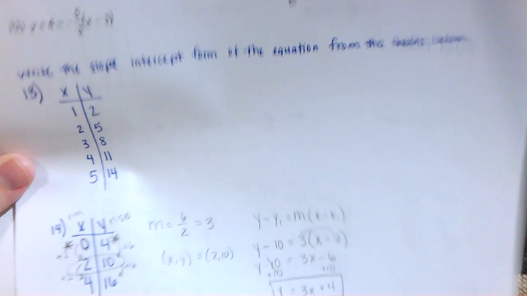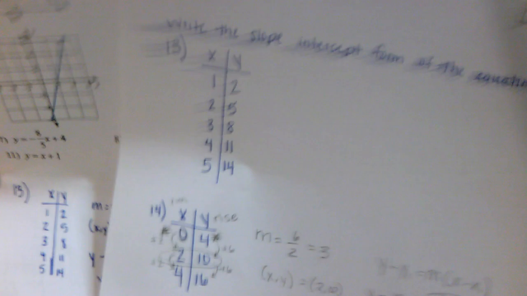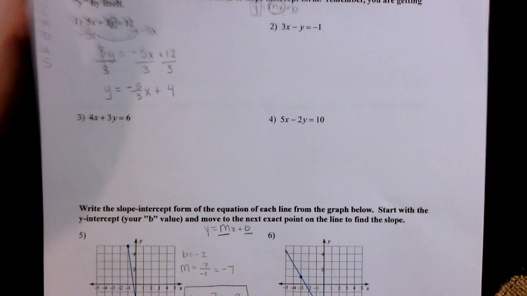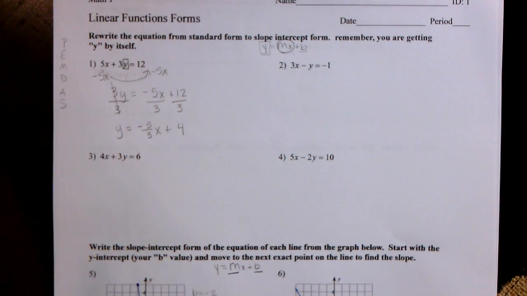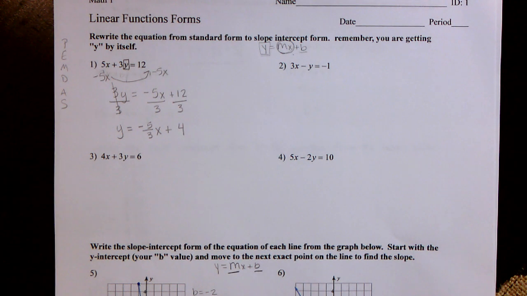So those are the types of ways that information has been given to you. Again, either in standard form, as a graph, in point slope form, or in a table. And go ahead and do the rest of them on your own.